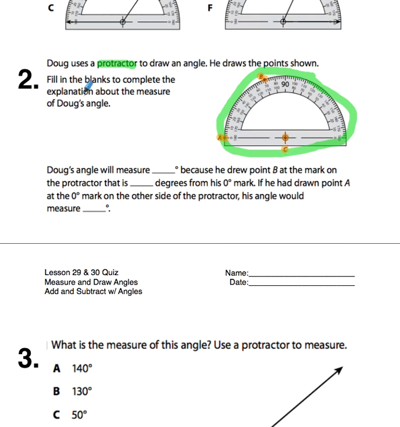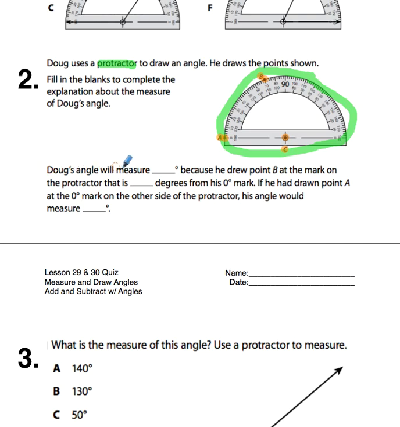All right, let's read it one more time. Doug uses a protractor to draw an angle. He draws the points shown. Fill in the blanks to complete the explanation about the measure of Doug's angle. All right, I feel like we've pulled that part apart really well. All right, let's look at what we've got to fill in the blanks for.